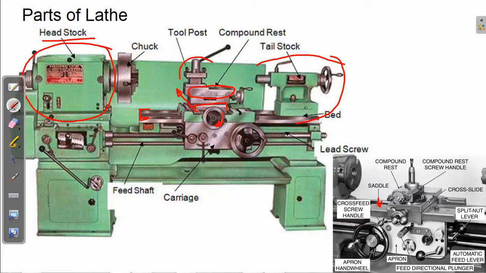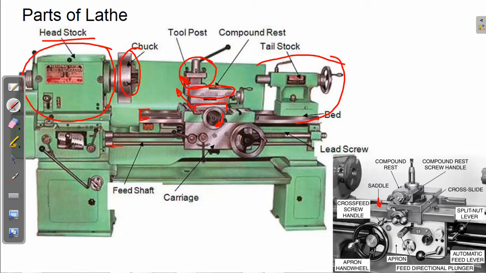And here you can see this is the tool post where you can fit the cutting tool. Here you can fit the cutting tool in the tool holder, or the cutting tool can be fit directly in the tool post. Okay. This part is the chuck, which is a job holding device. It is not a part of the lathe. It is basically an accessory of the lathe.